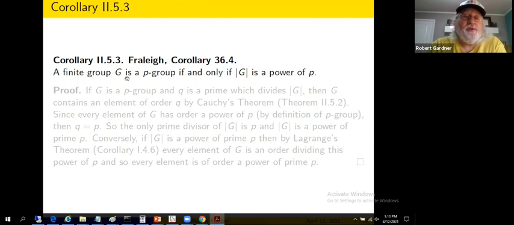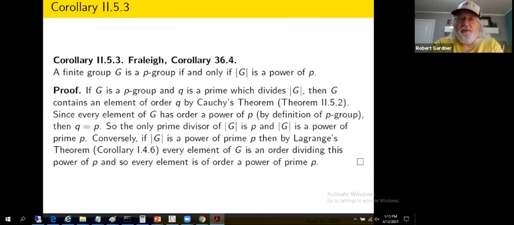Okay, corollary 2.5.3 states a finite group G is a P group if and only if the order of that group is a power of P. Not terribly surprising. Not the definition, strictly speaking, of a P group. We could take it as the definition since this is an if and only if result.